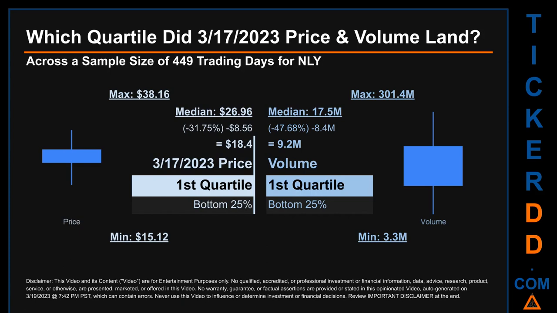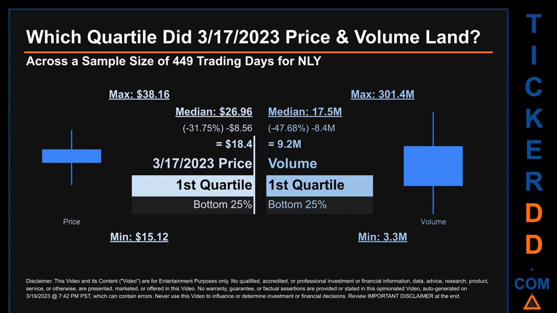Which quartile did March 17, 2023 price and volume land? Across a sample size of 449 trading days, the maximum end-of-day price for NLY was $38.16 while the minimum was $15.12. Within that price range, March 17, 2023 price of $18.40 landed within the first quartile, meaning it was within the bottom 25% of all sampled end-of-day prices. The day's volume landed within the first quartile, at the bottom 25% of all sampled daily volume, which saw a max daily volume of 301.4 million and a minimum of 3.3 million.